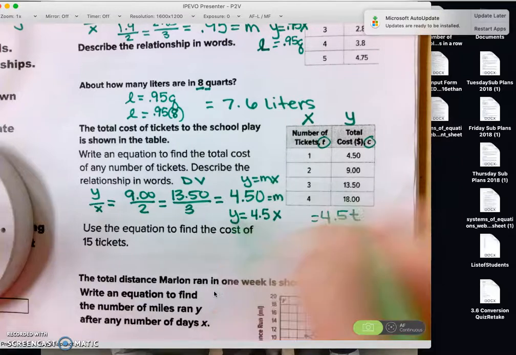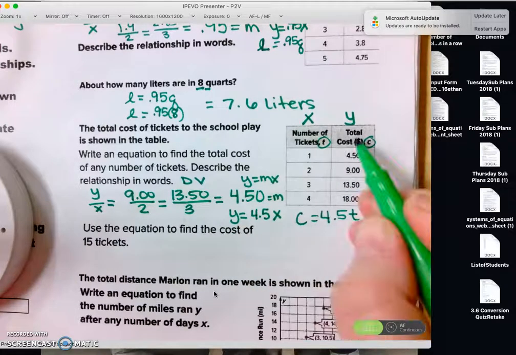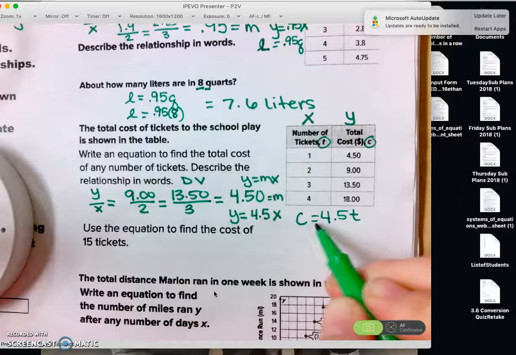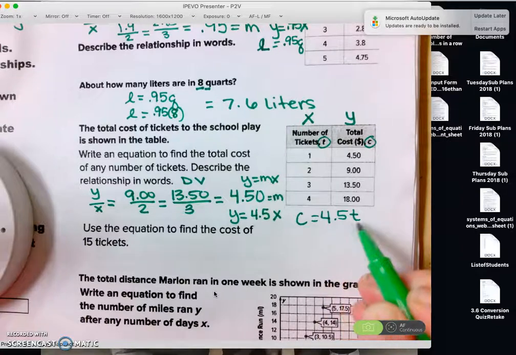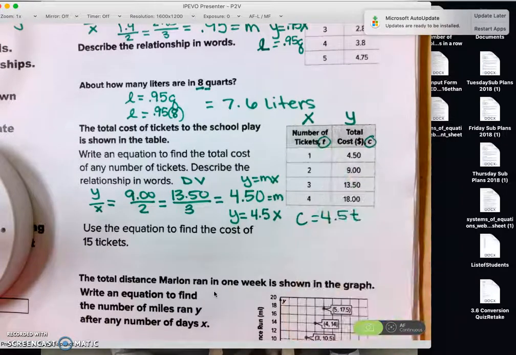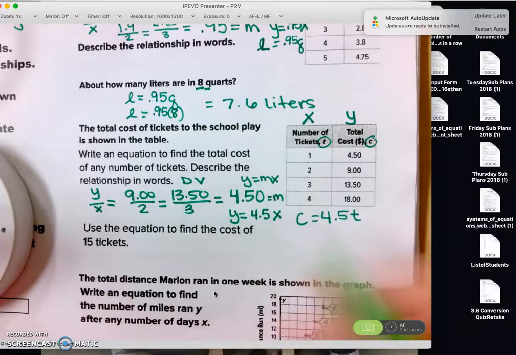And instead of the Y, I'm going to write C. So C is the total cost. It equals $4.50 per T, or ticket. So using words, I want to write that.